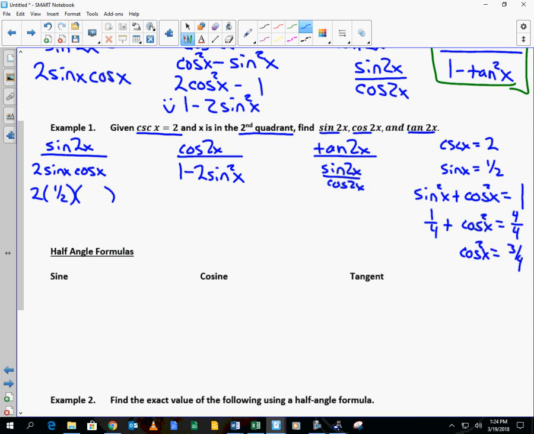Now what? Square root. And I have cosine of x is equal to plus or minus the square root of 3 over 2. Is it going to be positive or negative? Why is it going to be negative? It's in the second quadrant, and cosine is negative in the second quadrant. Very good. So I have the negative root of 3 divided by 2.